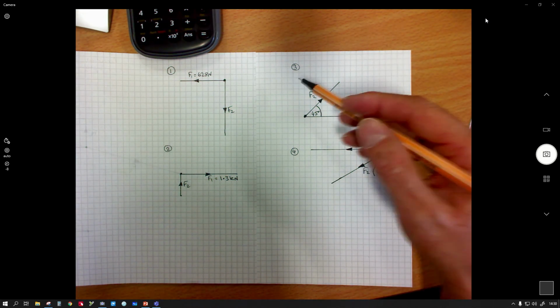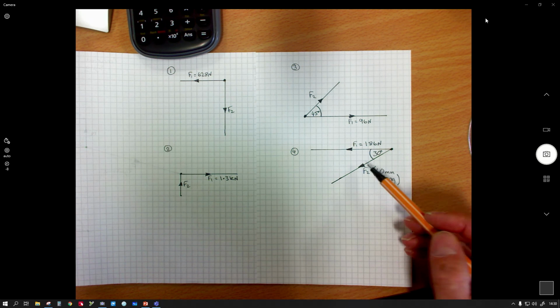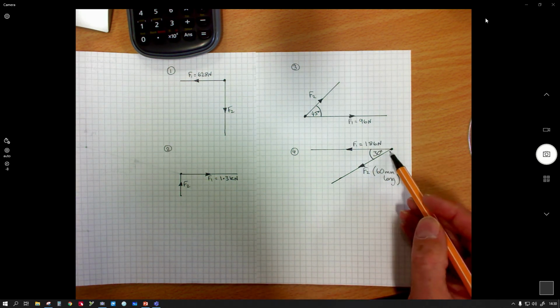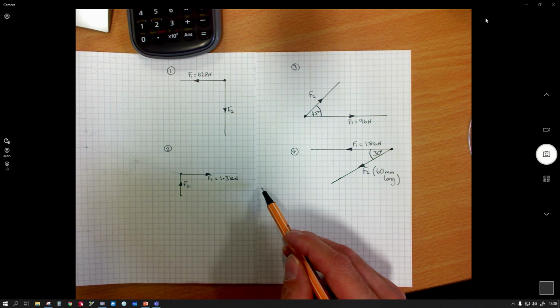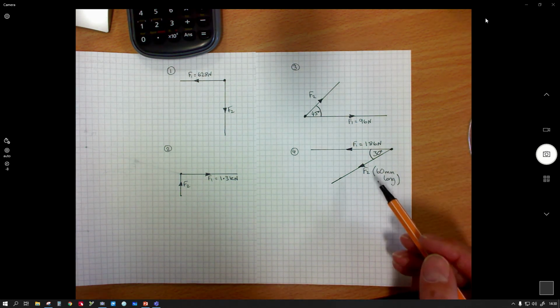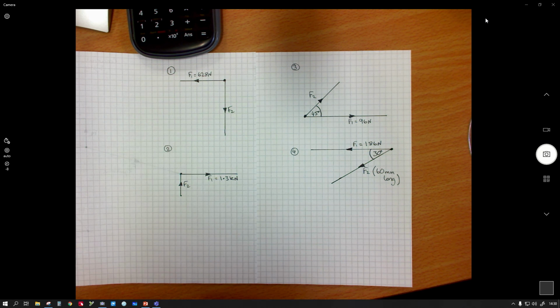So don't position them on the page the way I've positioned them. They should all be positioned right in the middle of an A4 page. You know, the resultant for this guy is going to go away over here, which means the equilibrant is going to go away over there off the page. So be aware of that. Right, off you go.